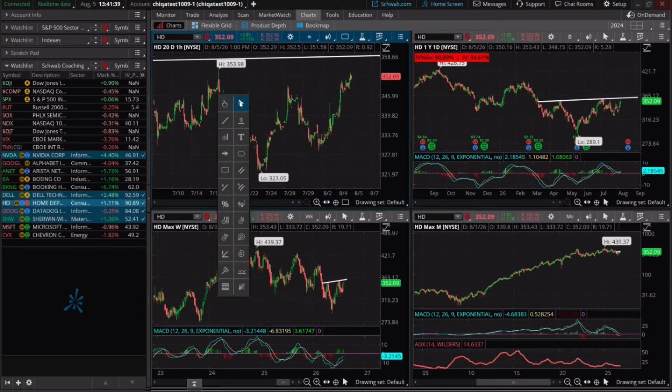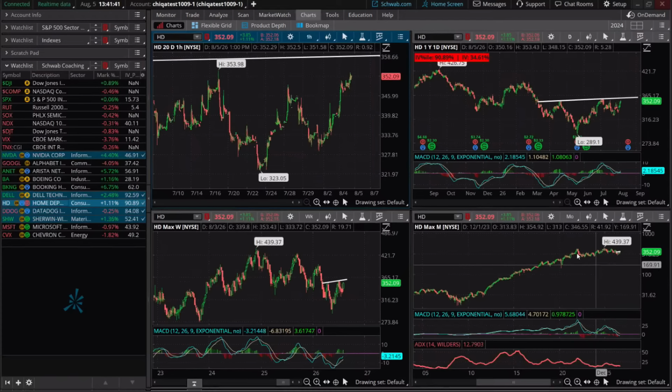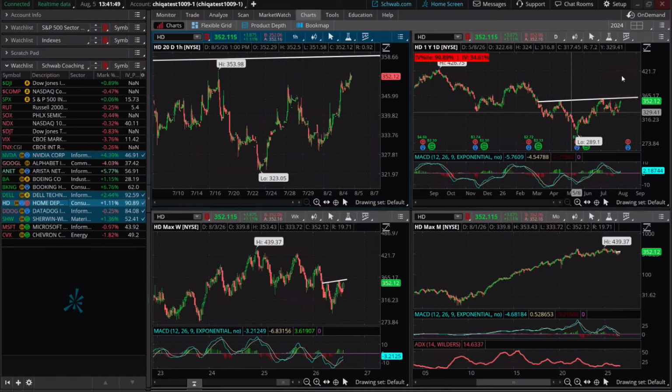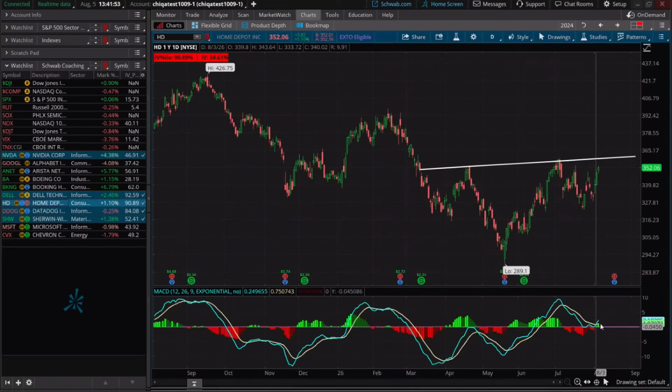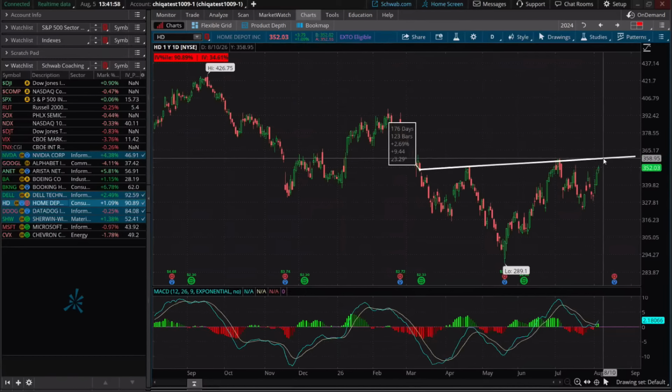Home Depot is actually one that came up onto my list here. It shows that we're in a primary uptrend, but we may be seeing a little bit of a bottom reversal here. So if I zoom in to this yearly, we can see momentum reignited here just recently, and we can see that price is approaching a level of resistance.